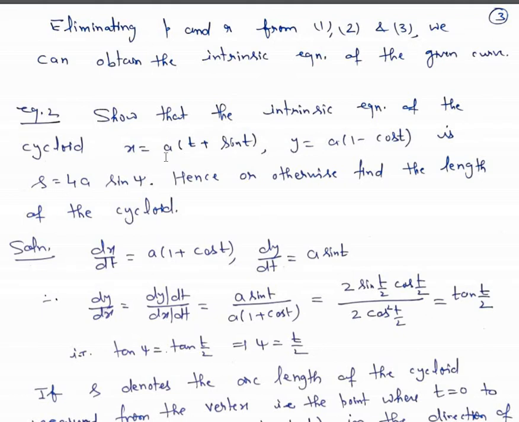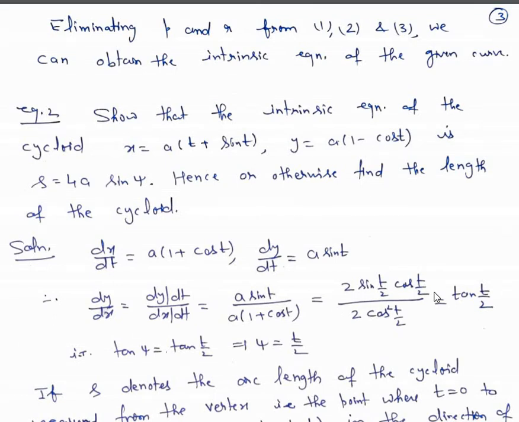Now from the equation of the curve, we have dx upon dt is equal to a into 1 plus cos t, and dy upon dt is equal to a into sin t. So therefore dy upon dx is dy upon dt divided by dx upon dt, that is a sin t divided by a into 1 plus cos t.